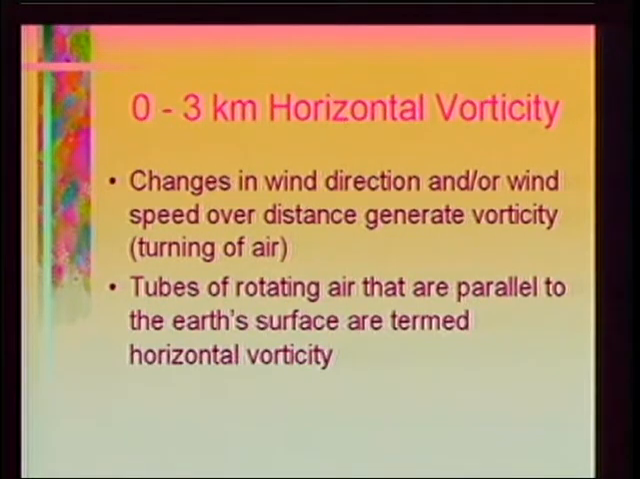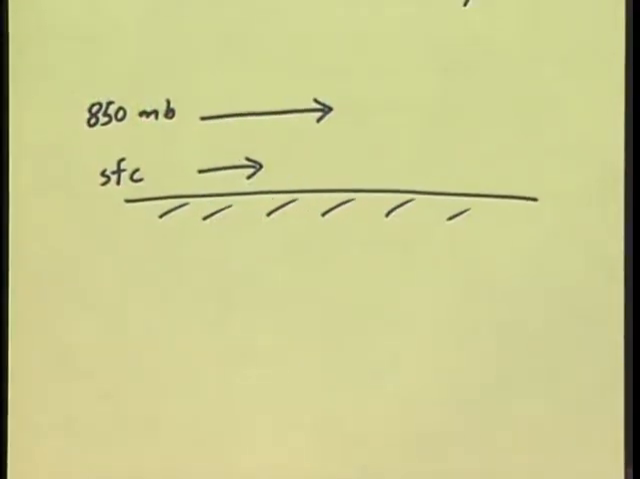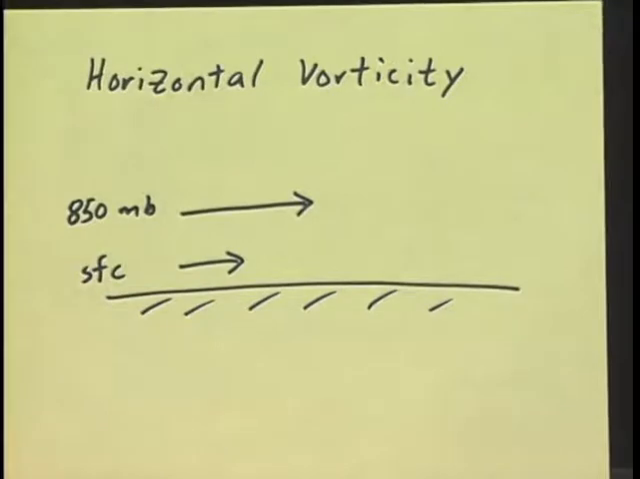This wind direction and wind shear change over distance generates tubes of rotating air that are parallel to the Earth's surface, and this is termed horizontal vorticity. When you're looking at a 500 millibar model and you're looking at vorticity there, that's vertical vorticity. The axis of rotation is different in that situation than it is here. And we'll go to the overhead camera and we'll go over how horizontal vorticity is generated.